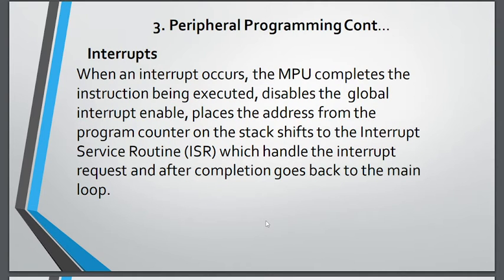Now, when an interrupt occurs, the microprocessor unit completes the instruction being executed, disables the global interrupt enable, places the address from the program counter on the stack, shifts to the interrupt service routine, which handles the interrupt request, and after completion goes back to the main loop of the program.